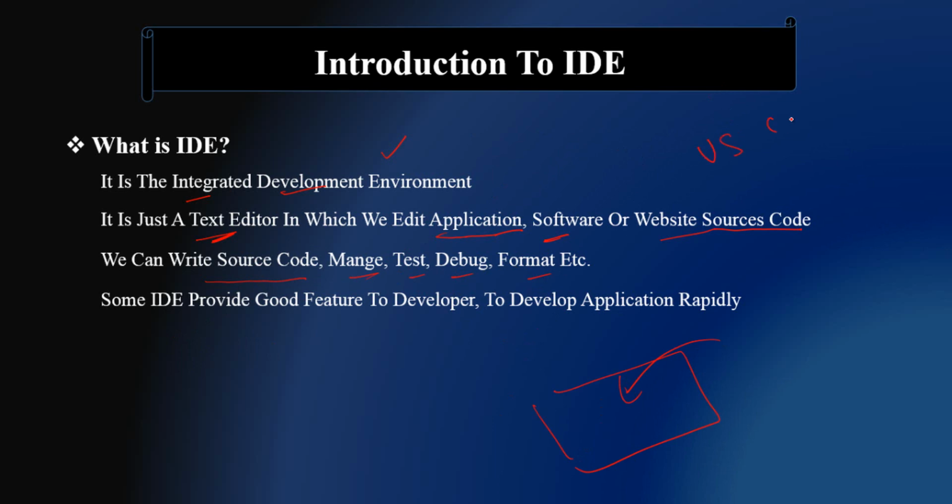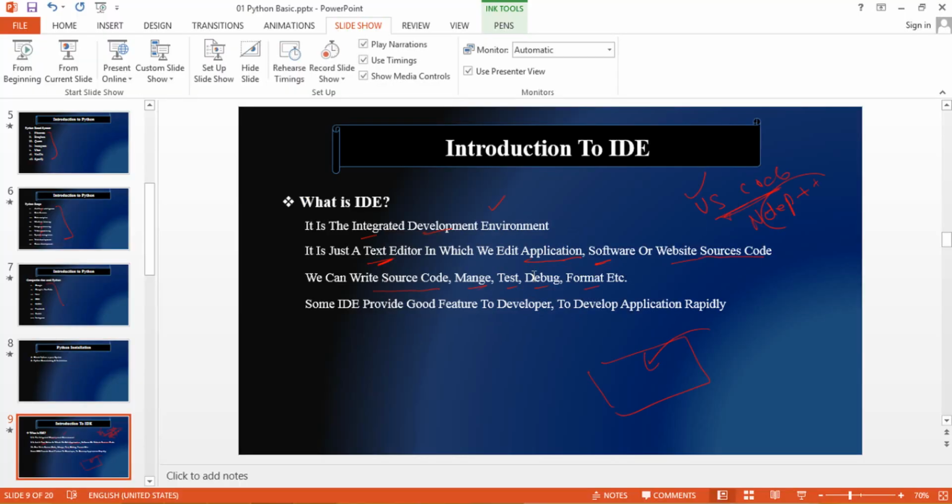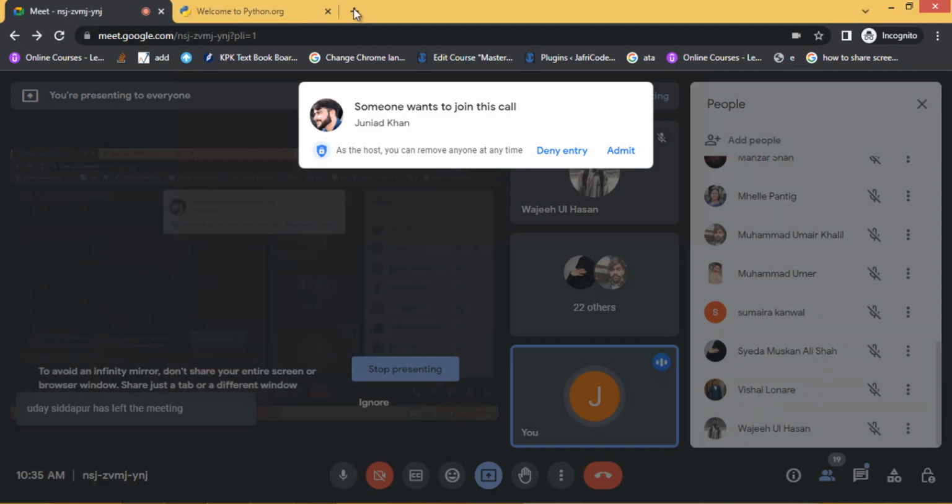There are many very common IDEs. For example, I will use VS Code, Visual Studio Code. Notepad++ is also an IDE. I will use VS Code. It is lightweight and has many functionalities. So now I want to open Chrome to show where you can get the IDE.